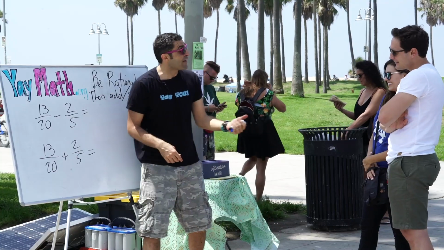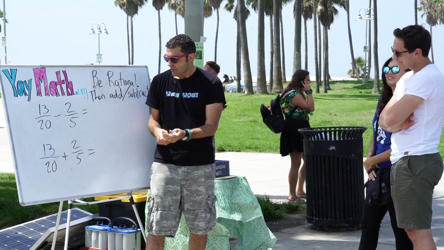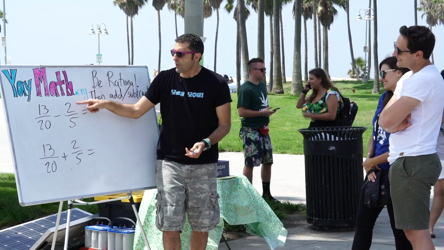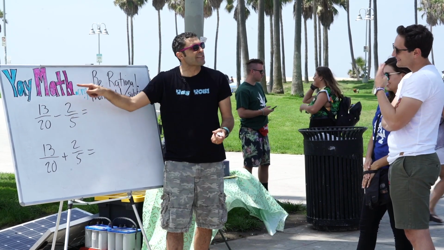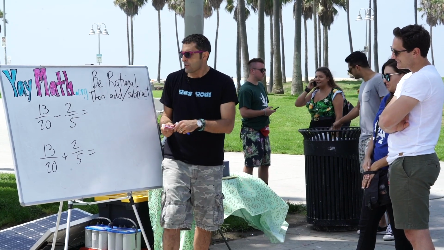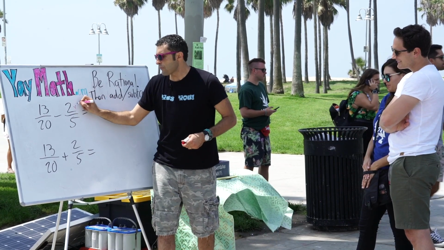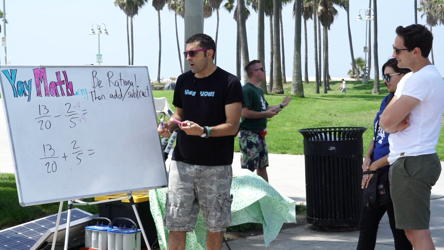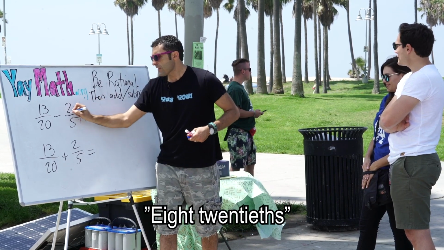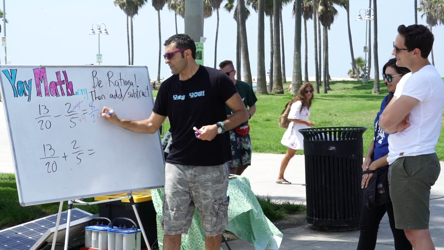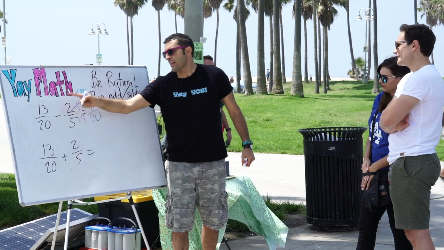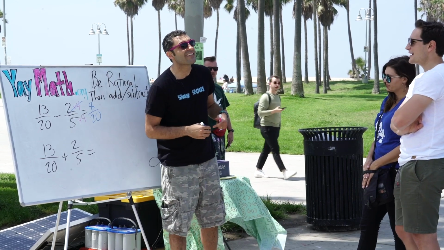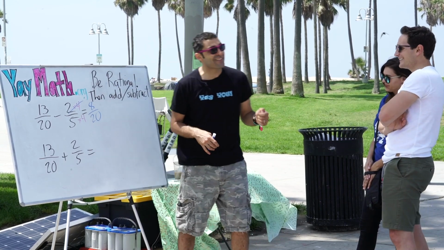So you're right, it's 20. Good job, Joe. All right, so is this one already done? What do we multiply this, friends, top and bottom by to get it? 4. Bravo. So times 4, times 4, times 4. This becomes what over what? 8 20ths is correct. 13 minus 8 all over 20 makes 5. That's right.